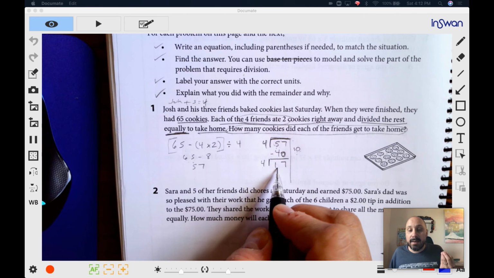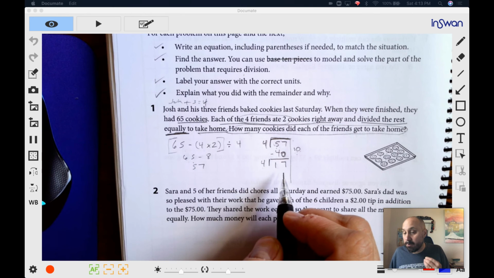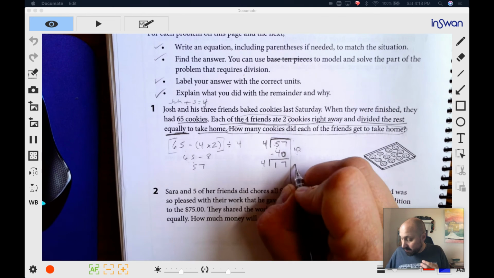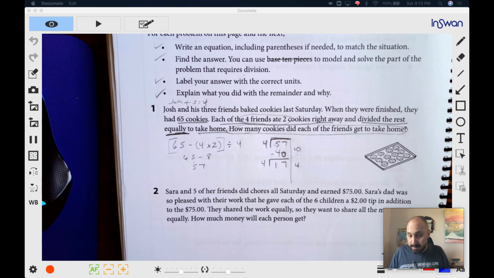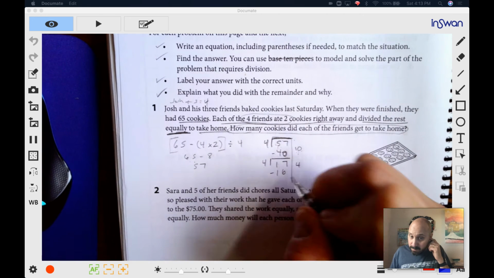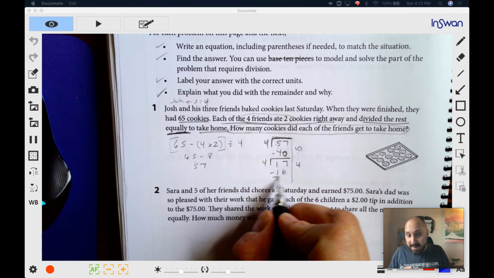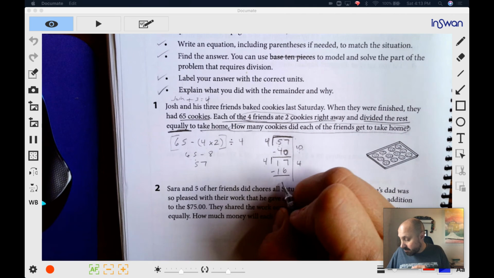So how many times can 4 groups fit into 17? Well, I know that I can get really close if I give each friend 4 more cookies. How many total cookies would that be if I gave Josh 4, his other friend 4, his other friend 4, and his other friend 4? That would be 4 times 4, which means I gave another 16 away. I take that away from the original: 17 minus 16, and there's 1.